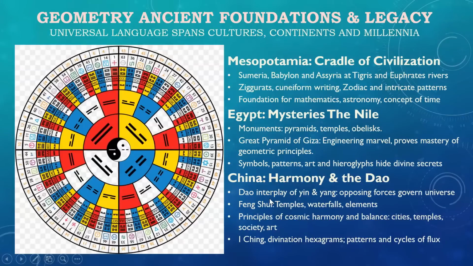Within China, the principles of harmony in the Tao, the interplay of yin and yang, opposite forces, the tradition of feng shui, temples, waterfalls, and control of elements in space. We also have the I Ching, a system of divination using hexagrams based on the numeric relationship of 2 and 3. An amazing system depicted here.